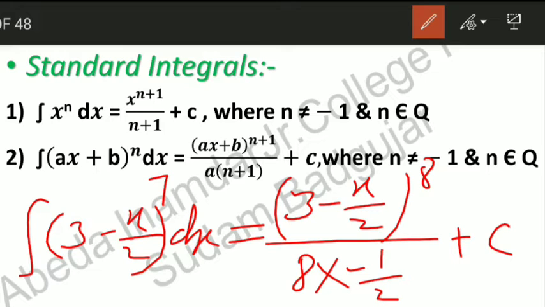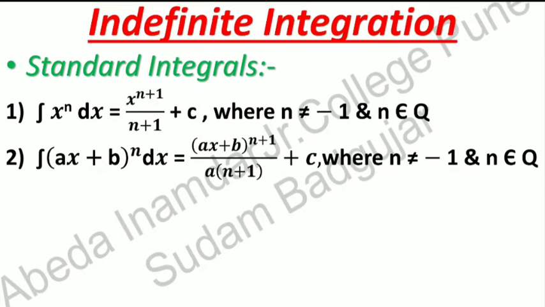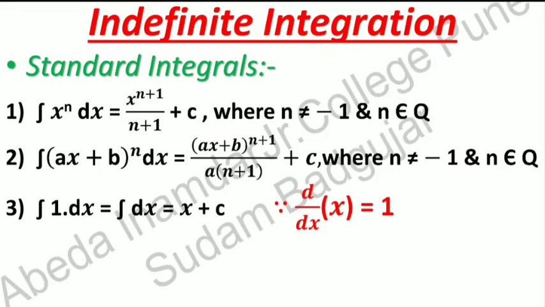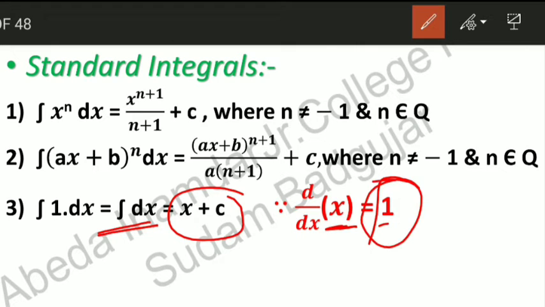That's it. Now continue with formula number 3. The derivative of x is 1. So integration of the RHS, integration of 1 dx, or written as integration of dx only, is equal to x plus c. Here the derivative of x is equal to 1, so integration of the RHS is equal to x plus c. It's very simple.